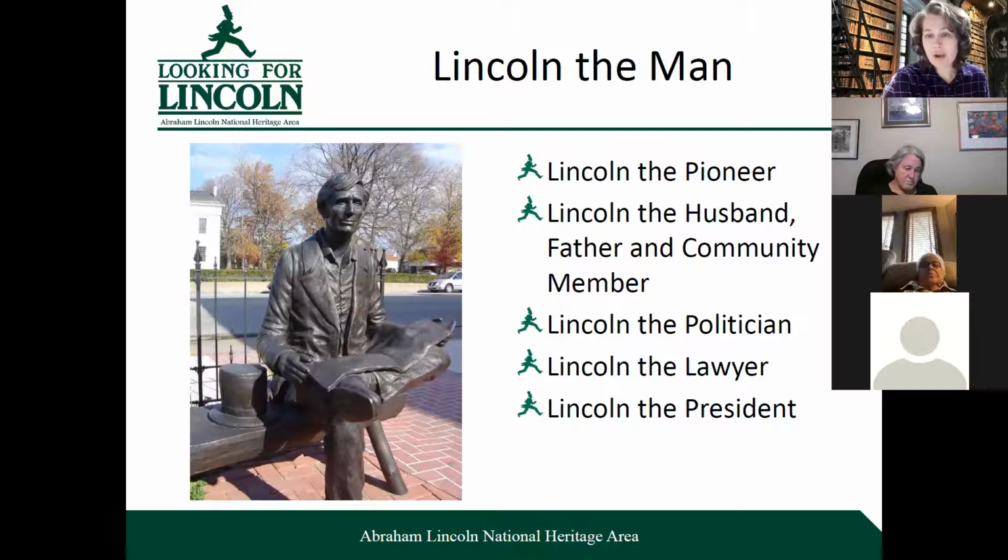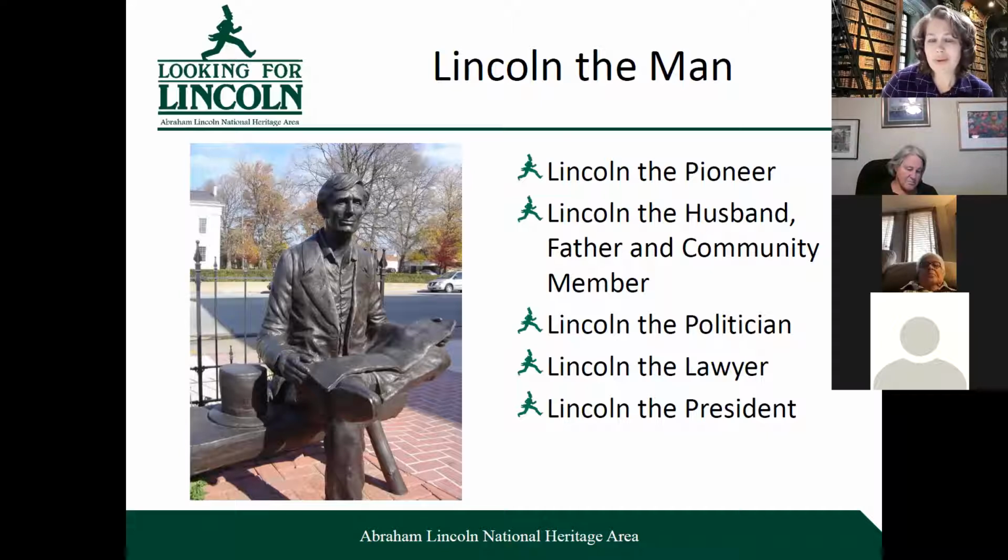Under Lincoln the Man, we have Lincoln the Pioneer. As many of you know, Abraham Lincoln arrived in Illinois as a young man with his parents, a pioneer coming to Illinois. He spent his early years in New Salem, where he lived in a frontier town. In many ways, Springfield, Illinois would be considered a frontier town when Lincoln lived there in the 1830s and 40s as well. We also tell the story of Lincoln as a husband, father, and community member in Springfield, Illinois.